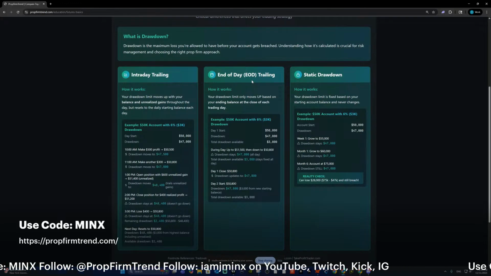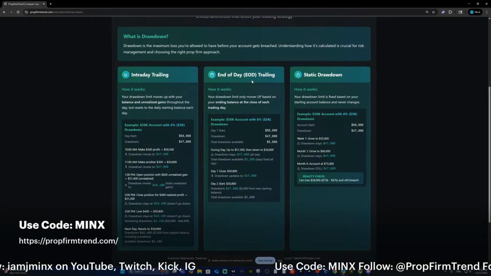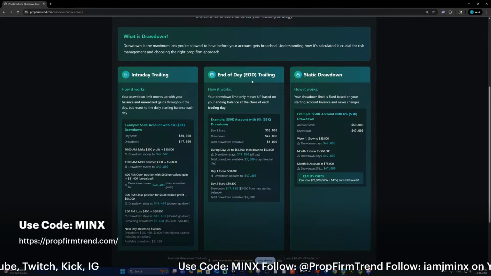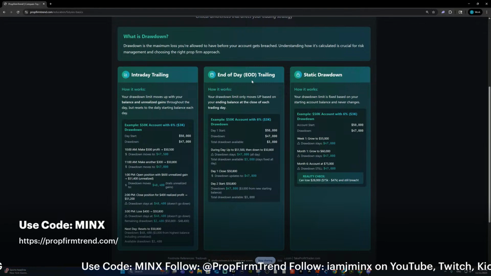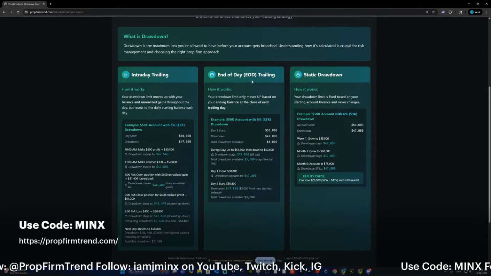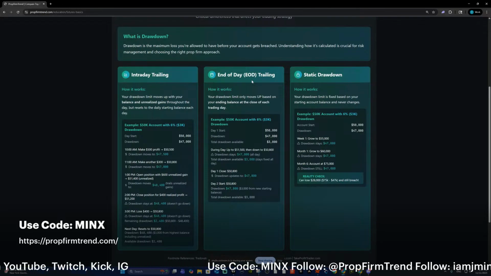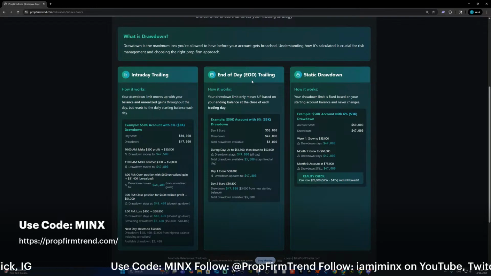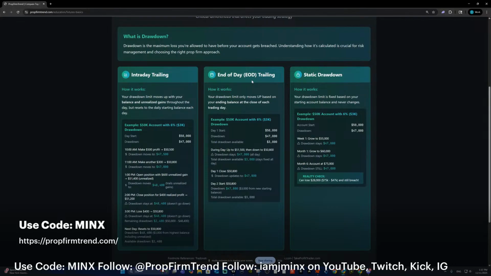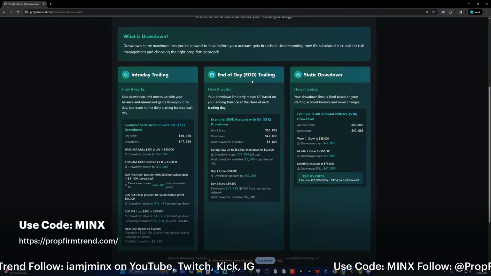Let's say day one, you close at 50,800, your drawdown updates to 47,800 at the end of the day. So when you start your day two, your drawdown then moves, which is 47,800, which is 3,000 from the new starting balance.